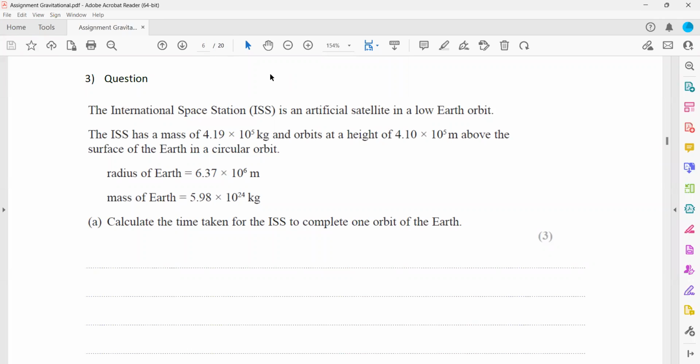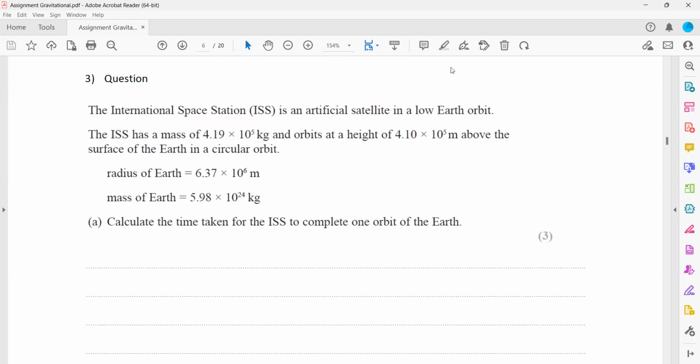The International Space Station has a mass of 4.19 into 10 to the power 5 kilogram and it orbits at a height of 4.1 exponent 5 meter above the Earth's surface. The radius of the Earth is 6.3 exponent 6 and the mass of the Earth. Calculate the time taken for this International Space Station to complete one orbit of the Earth.